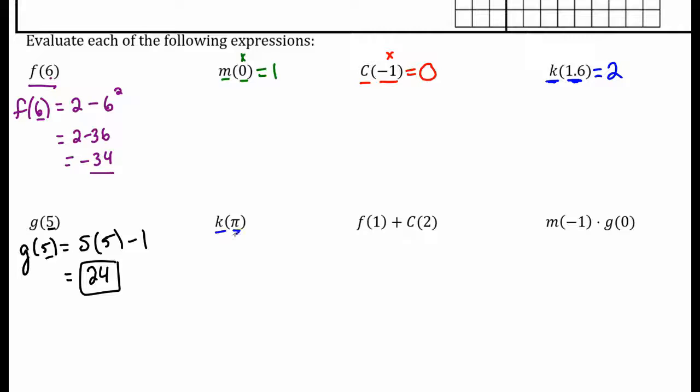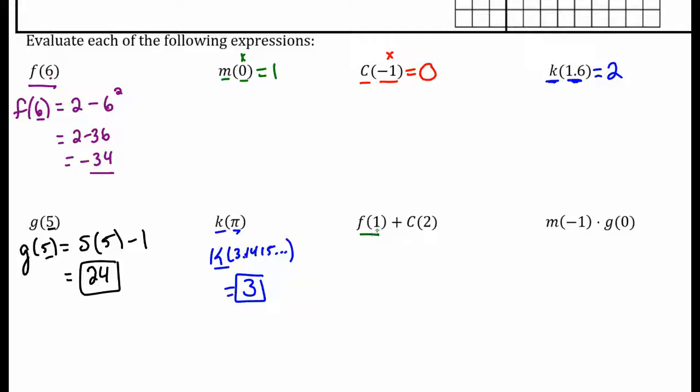K of pi. Well, this is really like k of 3.1415, blah, blah, blah. Well, how do I remember k is that rounding function? How do I round 3.14? I round it down to 3. I input pi, the output is 3.